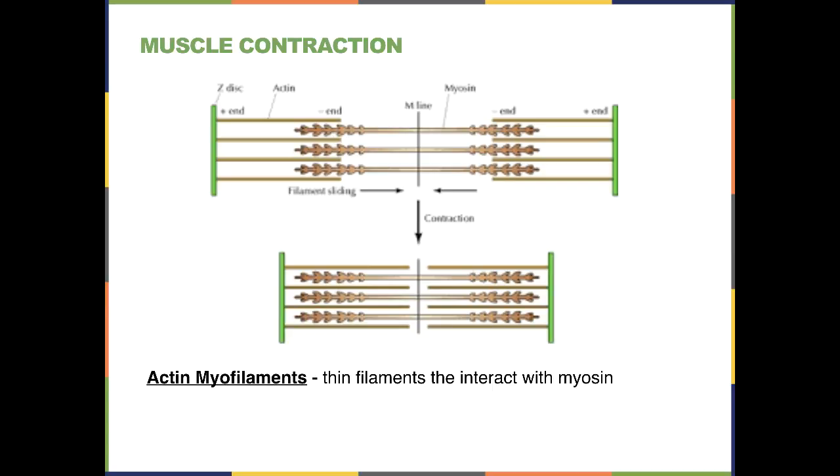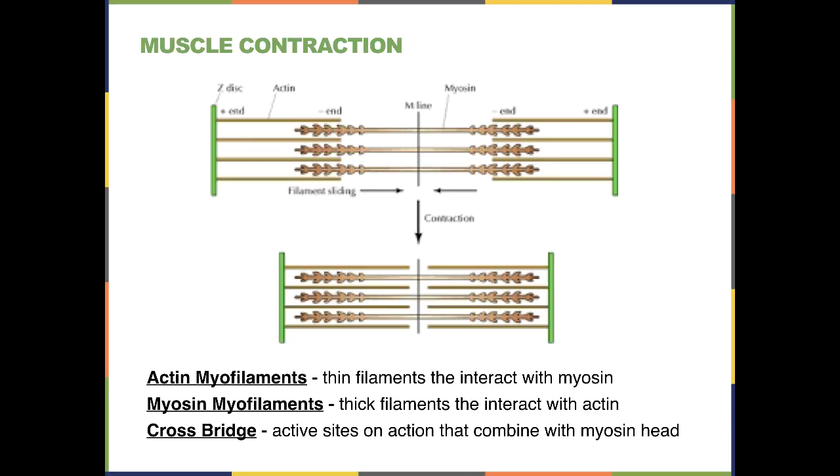The thin filaments, labeled actin in the diagram, are called actin myofilaments, which are filaments that interact with the myosin. The myosin myofilaments are thick filaments that interact with the actin. Now, when the sliding occurs, the actin filaments slide across the myosin filaments. The myosin filaments do not change in length during a contraction, and that's important to remember.